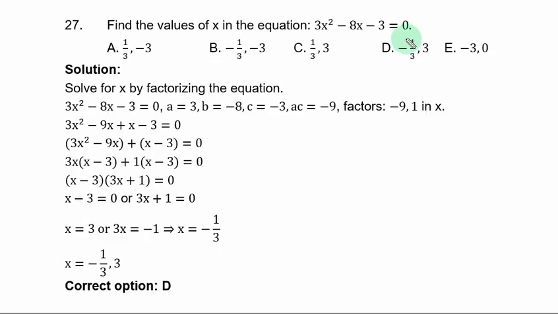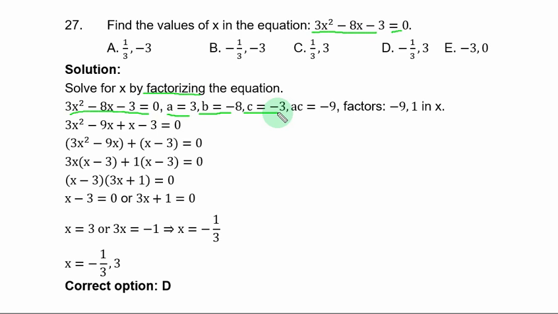Question 27. Find the values of s in the equation 3s squared minus 8s minus 3 equal to 0. Let us solve by factorizing. This is the given equation. If you compare it with the general quadratic equation, you can see that a is equal to 3, coefficient of s squared. B is equal to minus 8, coefficient of s. C is equal to minus 3, the constant term.